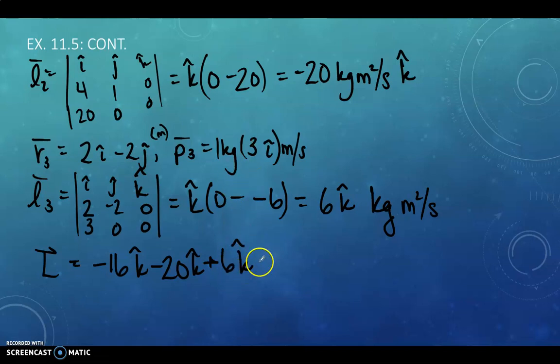All right, let's continue where we left off in example 11.5. So we were calculating the total angular momentum L, and we were summing up all of the individual angular momenta. And so we will get from this negative 30 k hat, again in kilogram meters squared per second. Okay, so this is our total angular momentum.